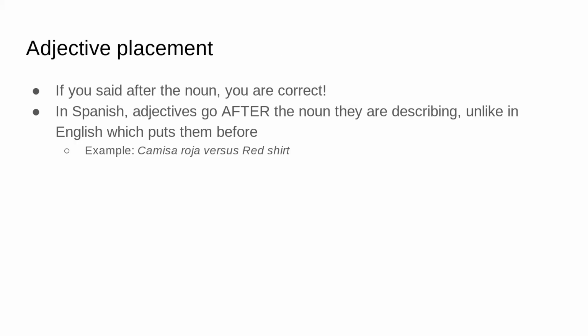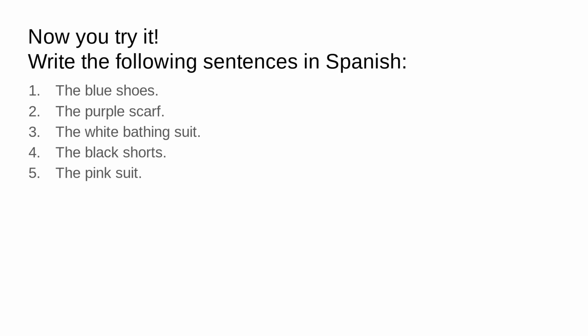In Spanish, adjectives go after the noun that they're describing, unlike in English, which puts them before. So we would say camisa roja in Spanish, but we would say red shirt in English. So you'll notice that the color, in this case, goes after my noun instead of before. Now you try it. Write the following sentences in Spanish. The blue shoes. The purple scarf. The white bathing suit. The black shorts. And the pink suit. So you give that a try.